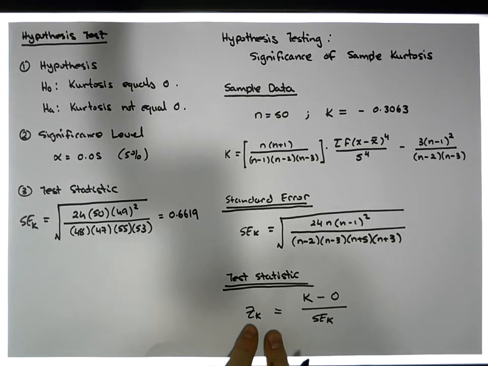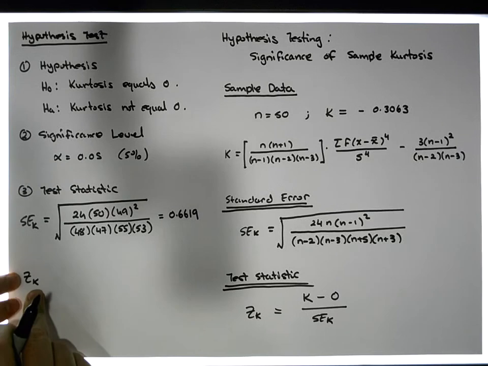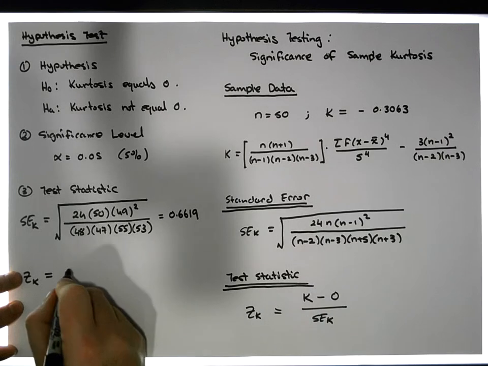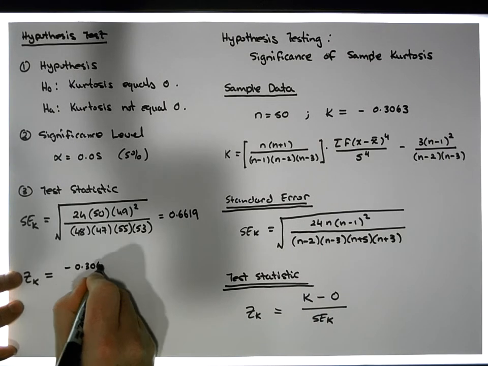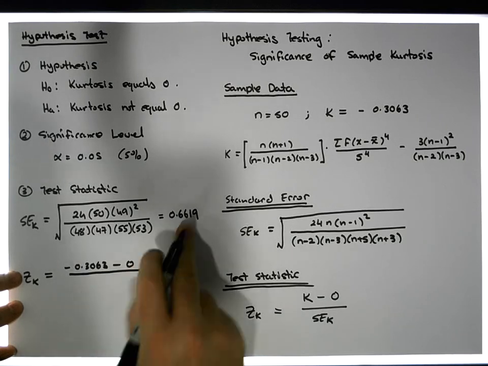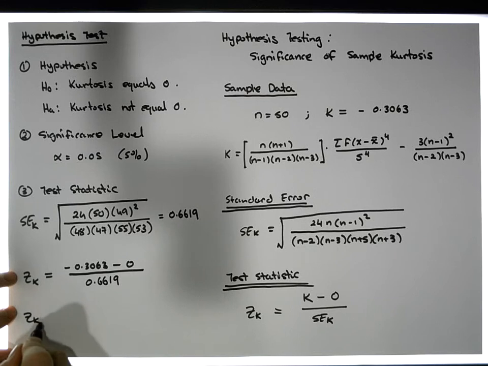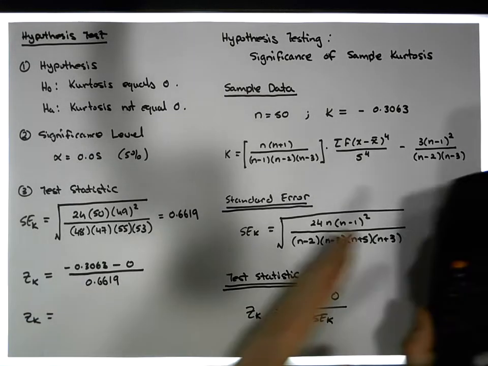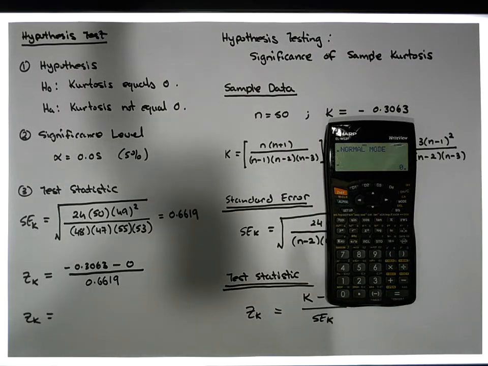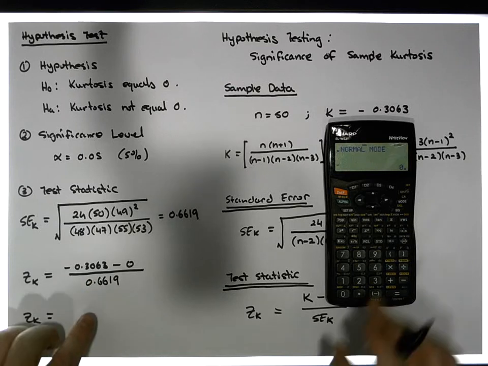Now we can calculate our test statistic. Our test statistic, Z of k, the Z score associated with this particular kurtosis value, is equal to our kurtosis, which is minus 0.3063, minus 0, divided by our standard error, which we just calculated to be 0.6619. So Z of k is going to be negative, meaning it's going to be in the left-hand tail, which is evidence to suggest that it's less than 0. It's evidence to suggest that the distribution is in fact platykurtic.